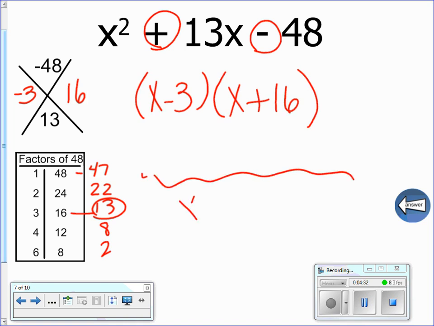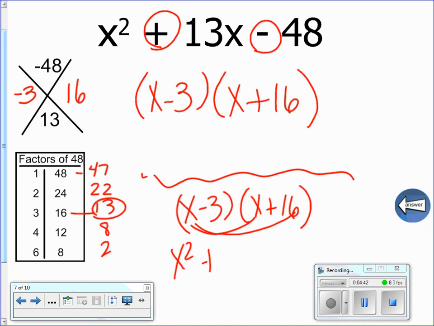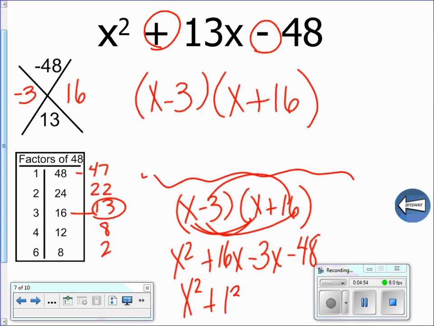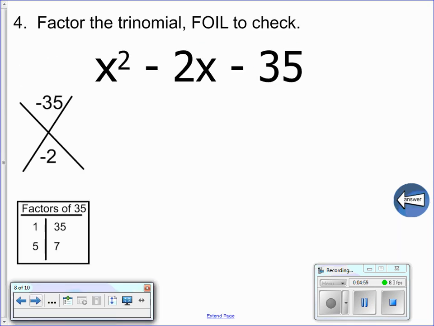Let's check it. X minus 3 times x plus 16. X times x is x squared. X times 16 is 16x. Negative 3 times x is negative 3x. And negative 3 times 16 is negative 48. Combine like terms, x squared plus 13x minus 48.